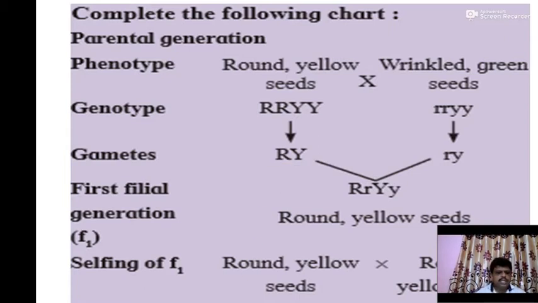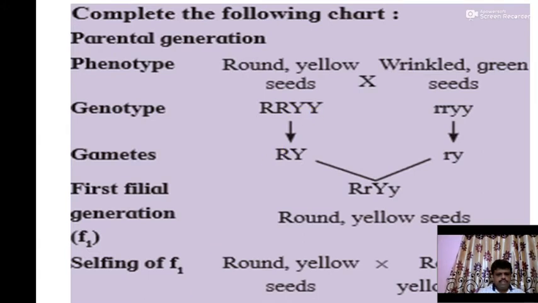As I said earlier, when the two homozygous parents differing in two pairs of contrasting traits are crossed with each other, now these two parents are crossed considering two characters. The inheritance of one pair is independent of the other. So the inheritance of one is independent of the other. This is for round and this is for the yellow one.